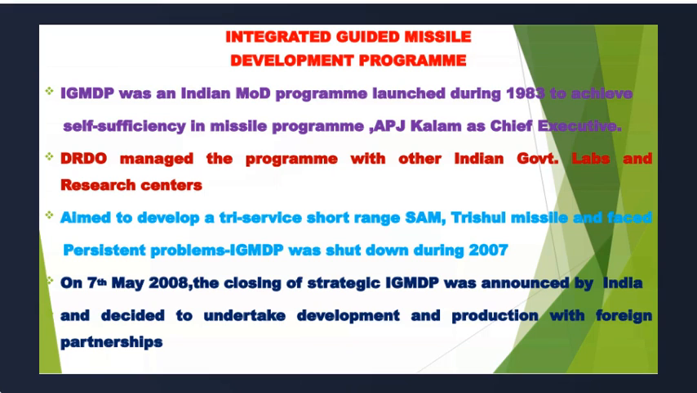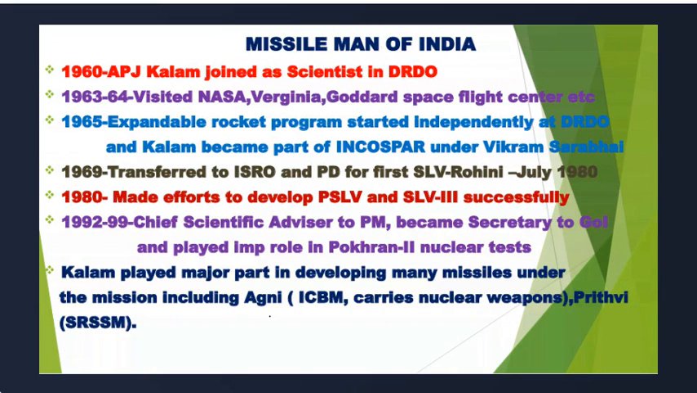So in Pokhran 2, the world was astonished to know that India has atomic bomb technology. That was because of Abdul Kalam, great Abdul Kalam. So the world recognized India as a nuclear country. We should not touch India. That is because of our great scientist Abdul Kalam, right?